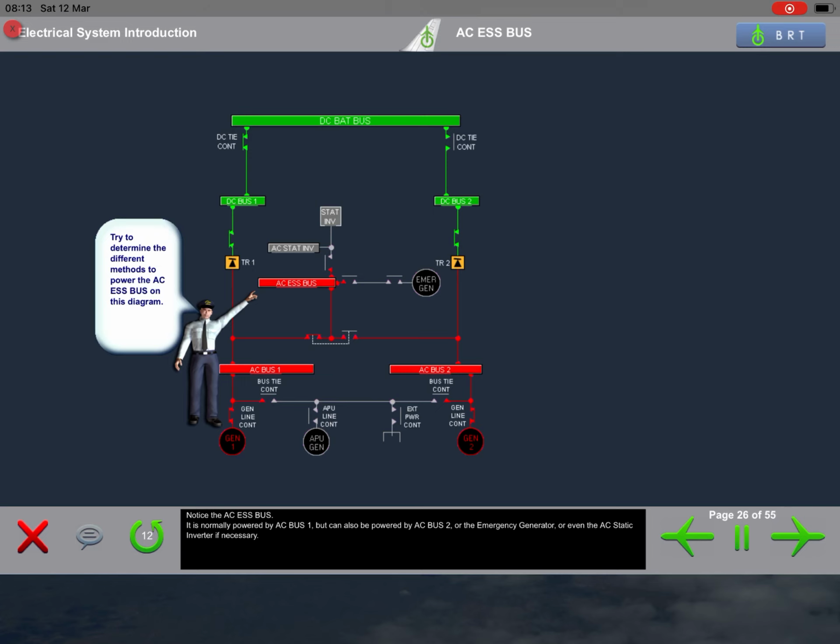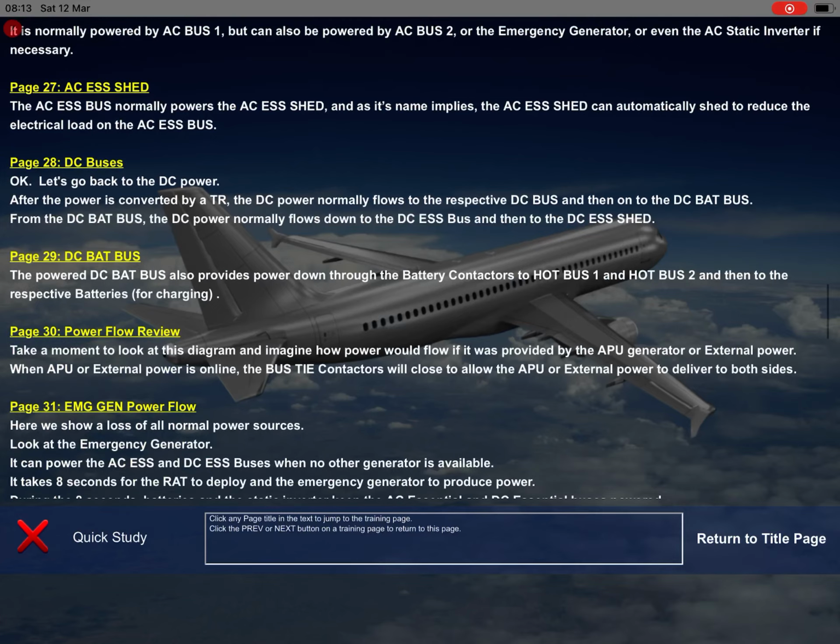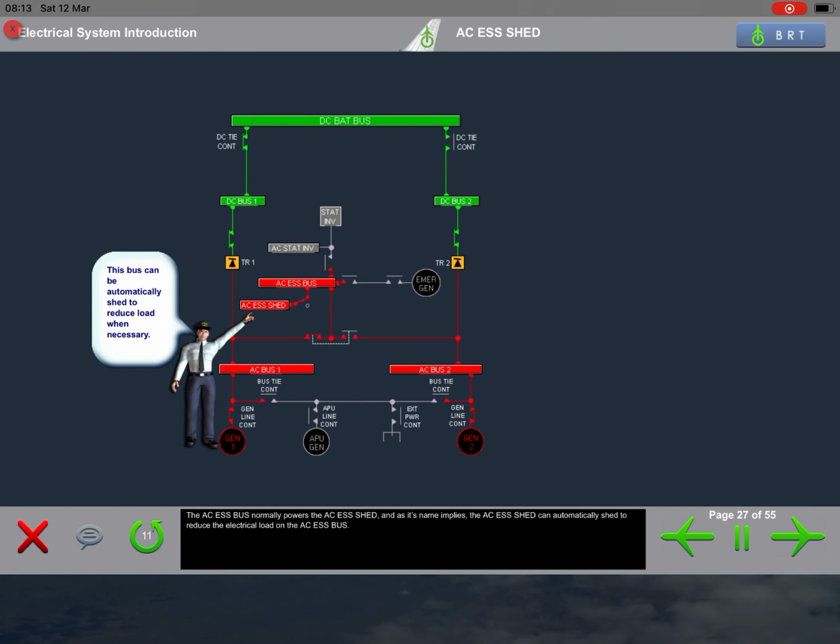Notice the AC Essential bus. It is normally powered by AC Bus 1, but can also be powered by AC Bus 2 or the emergency generator, or even the AC static inverter if necessary. The AC Essential bus normally powers the AC Essential shed, and as its name implies, the AC Essential shed can automatically shed to reduce the electrical load on the AC Essential bus.